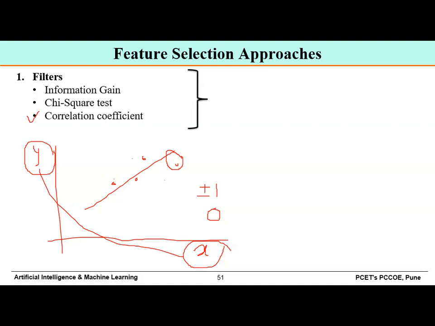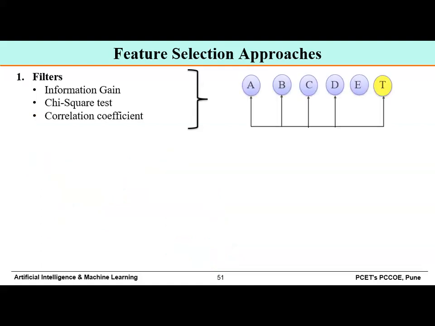Now, when we talk about filtering techniques, it's not only about two variables x and y, there may be so many other parameters. So let's say a, b, c, d, e are the different parameters and they may affect your model, let's say T. You may be interested in finding out the relationship between a and T. So for each of these parameters, you will find out the value of correlation coefficient.